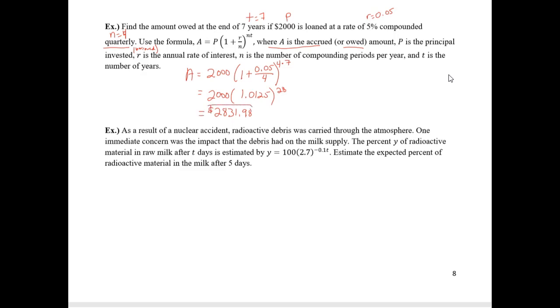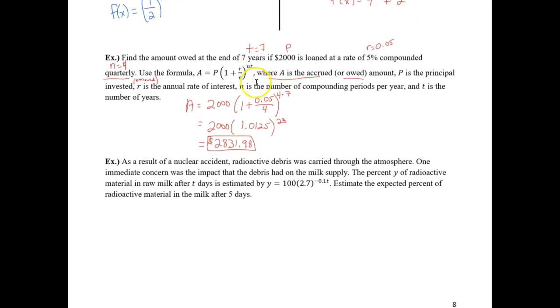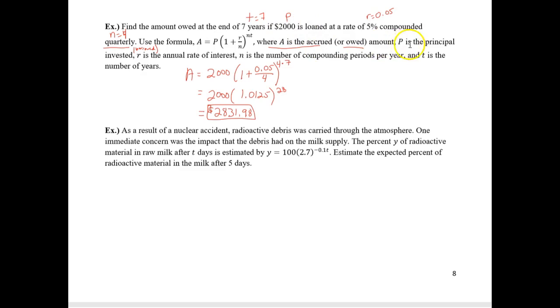And there you go. So my biggest thing here is identify each piece of the variables, what you know, plug it in, follow order of operations, so parentheses first, then exponents, then the multiplication, and do not round until the end. So your final answer is the only thing that gets rounded. Go ahead and try this next example.